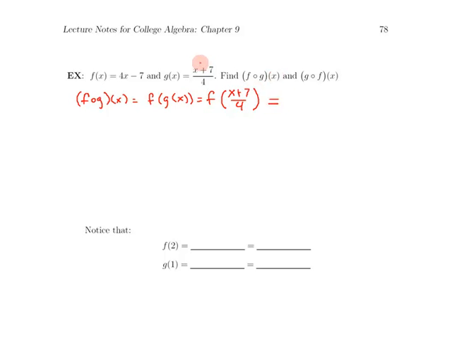So we're taking this expression and plugging it in there. So that means 4 times x plus 7 over 4 minus 7. Now the 4's cancel, and I'm left with x plus 7 minus 7, which leaves me with x. Now notice what that says is f composed with g of a number is that number.